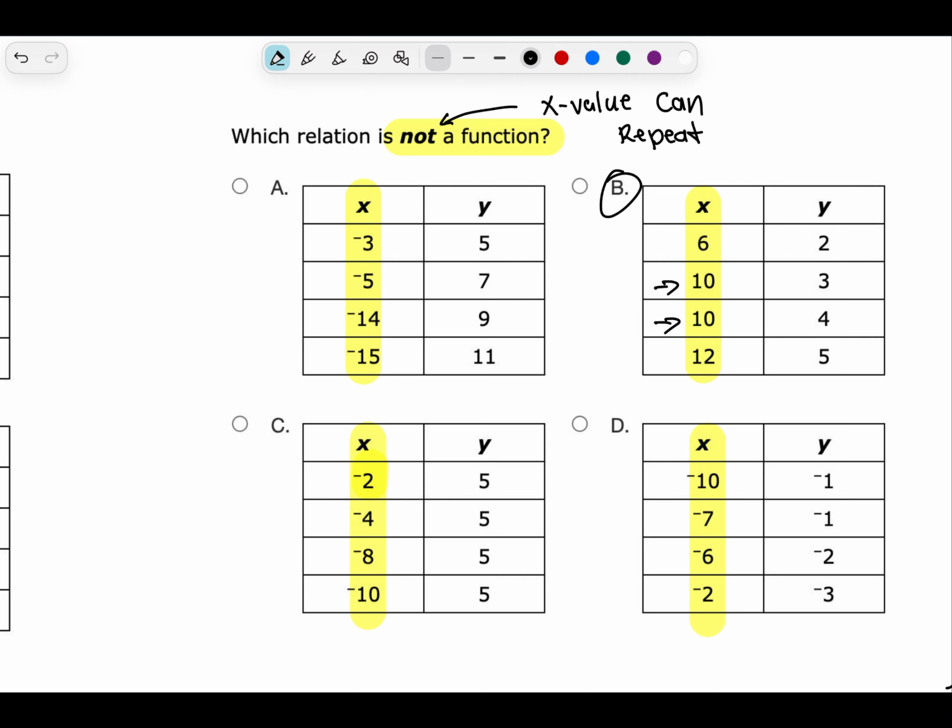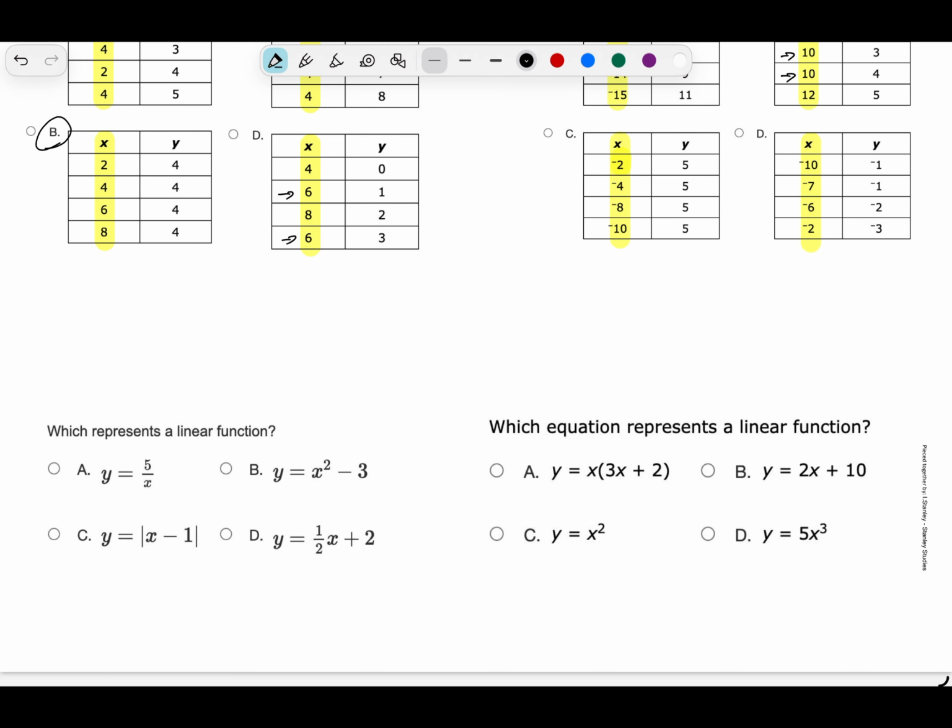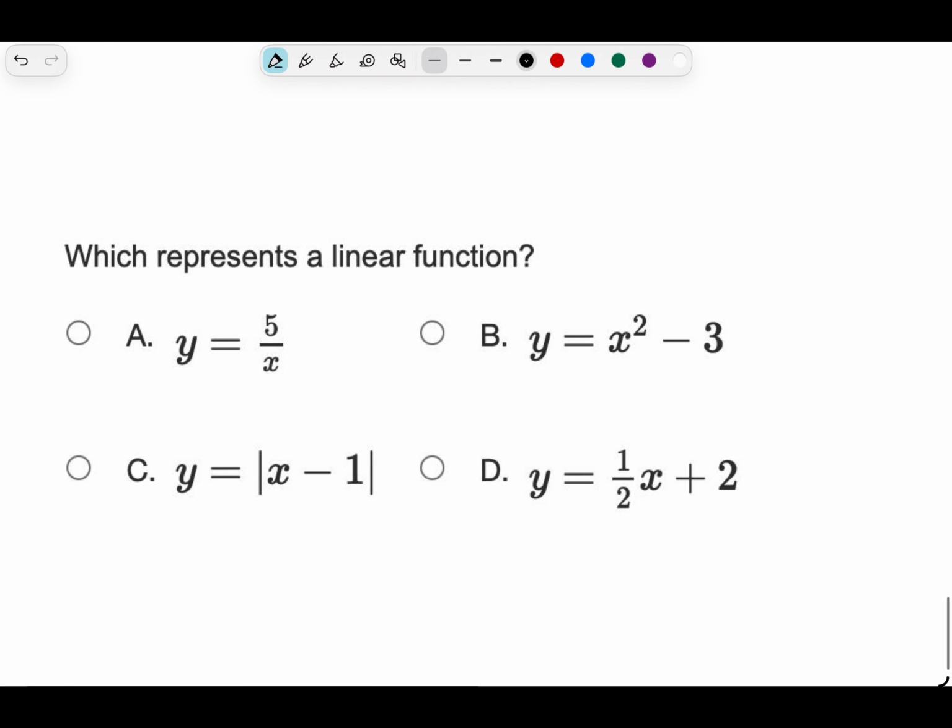Alright, so now that we're finished the tables, let's look at the final section. In this last section, we're going to be looking at how we can identify linear functions in equations. To do that, we're going to focus on one question at a time. Like in this one, it says which represents a linear function.